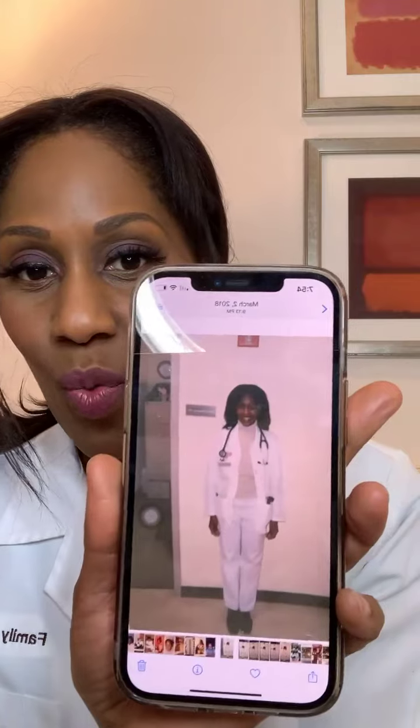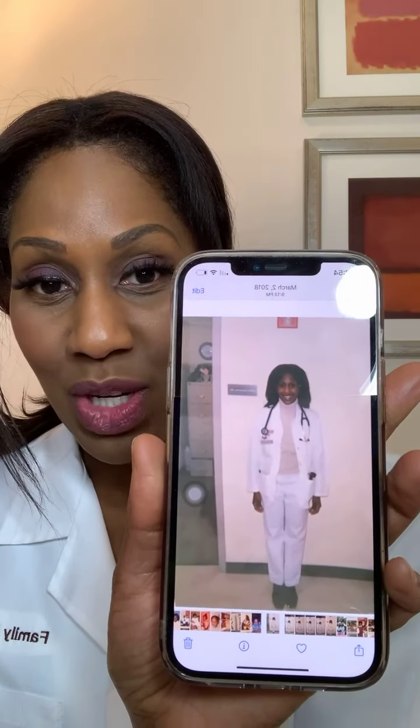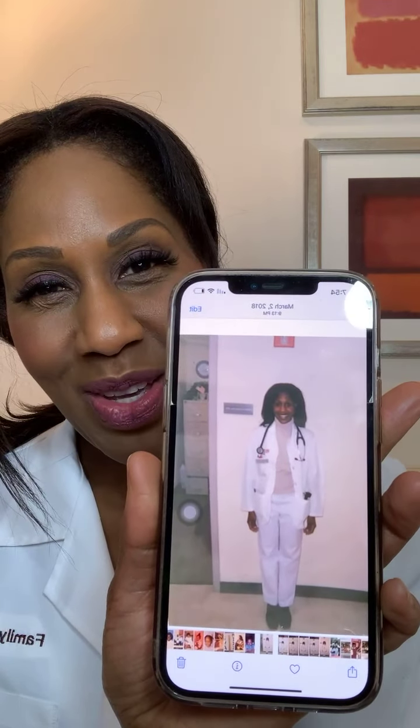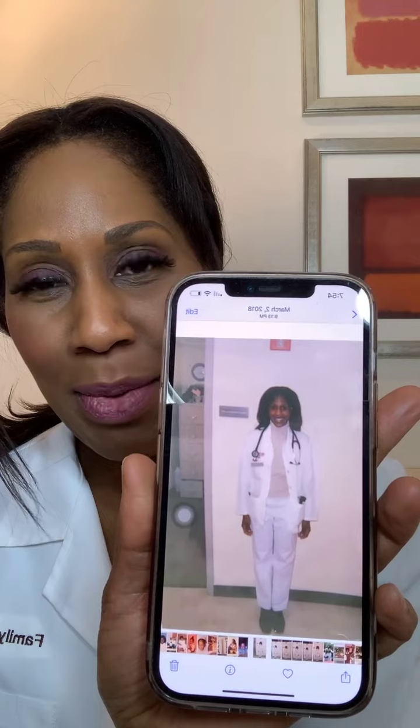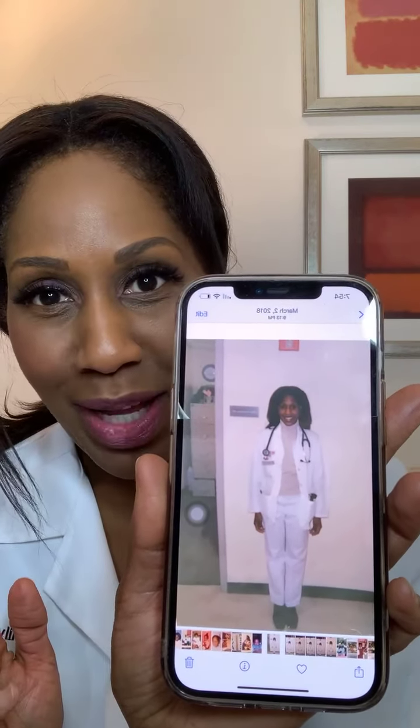First of all, since you guys are joining me, I'm going to humor you with a picture of me when I was a medical student. This is me as a baby doc, as we call them. This picture was taken, I would probably say, around 2003 or 2004. I was a third year medical student.